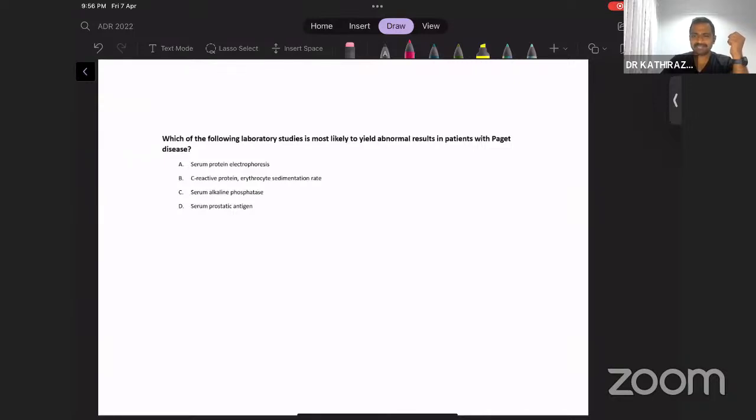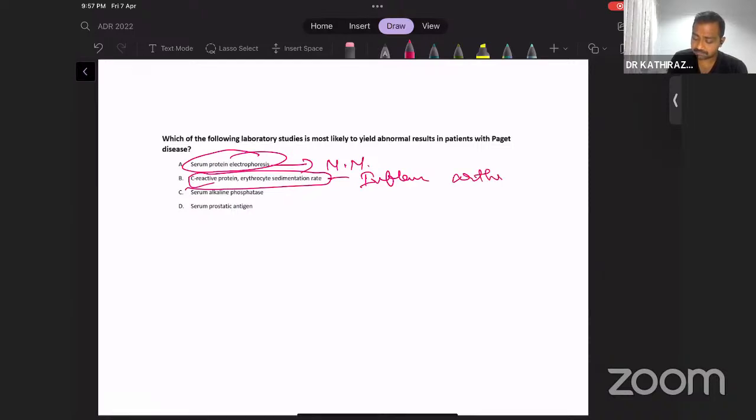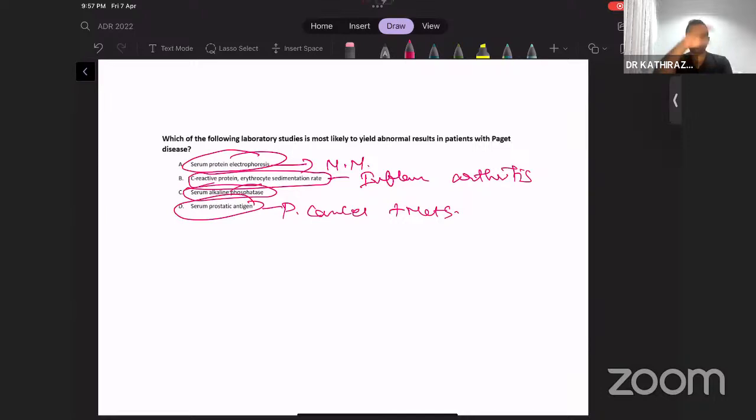Which of the following laboratory studies is most likely to yield abnormal results in patients with Paget's? Serum protein electrophoresis: this is to assess multiple myeloma. C-reactive protein, ESR: this is to assess inflammatory arthritis. Definitely will be elevated even in Paget's, but that is not the most likely thing. Serum prostatic antigen: this is for assessing prostate cancer and metastasis. Serum alkaline phosphatase is the only bone marker among all these four.